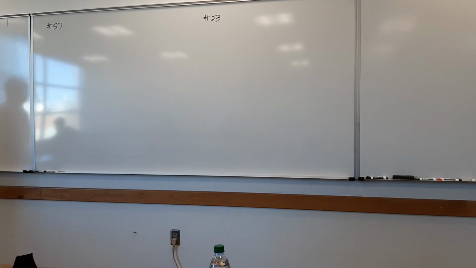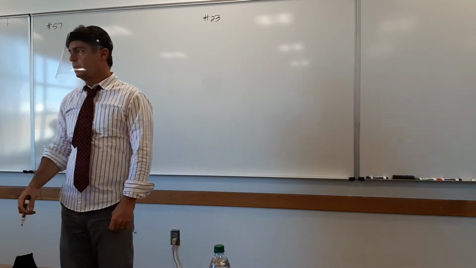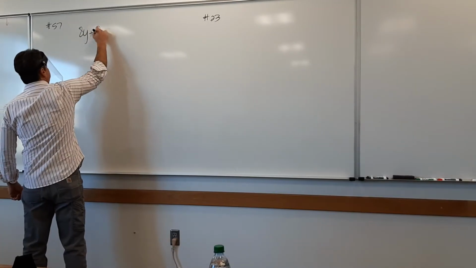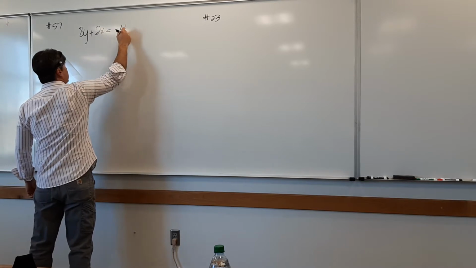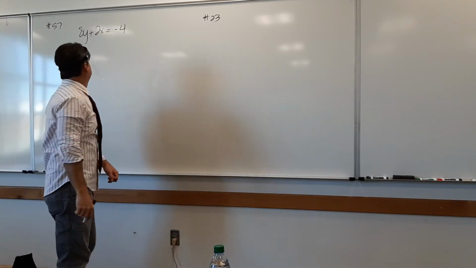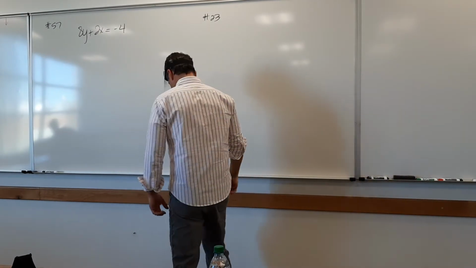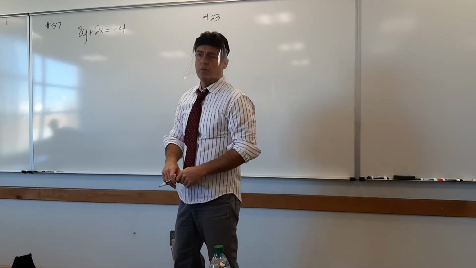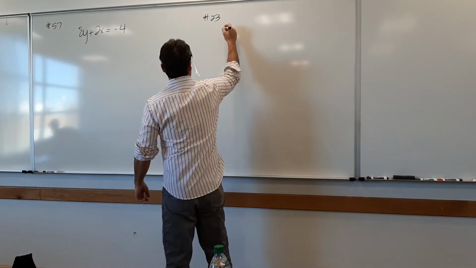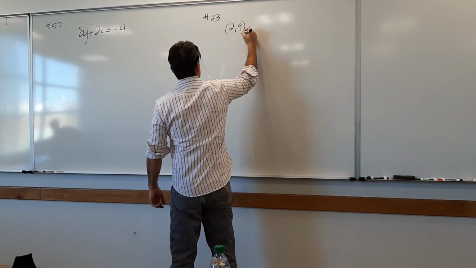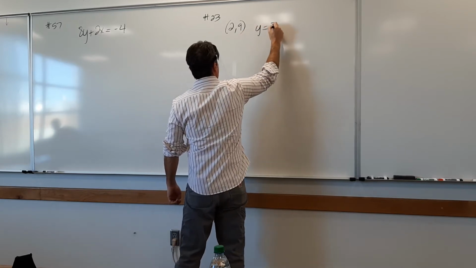Will you read 57 to me? Okay, so it says 8y plus 2x equals -4. Okay, what's number 23? Let's see here. 23 is, so in parentheses, 2 comma 9. And then it says the equation is y equals 3x minus 1.